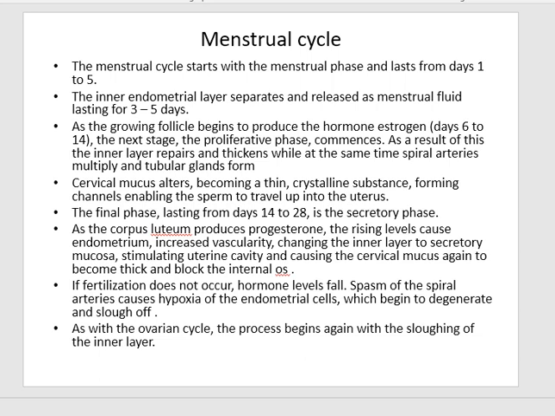If fertilization does not occur, hormone levels fall, spasm of the spiral arteries causes hypoxia of the endometrial cells, which begin to degenerate and slough off. As with the ovarian cycle, the process begins again with the sloughing of the inner layer of the endometrium، وتبدي مرة الأخ بالحقيقة مثل ما حكينا على السايكل.